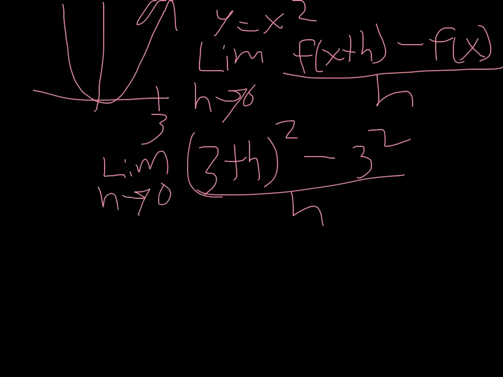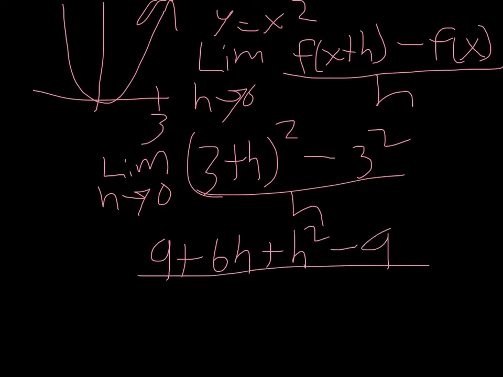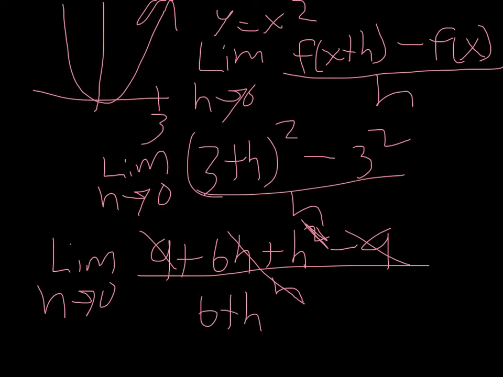And we are going to FOIL that, so we're going to get 3 squared is 9. We're going to get 6h, and we are going to get h squared, and we're going to have minus 9 all over h. And this 9 and this negative 9 are going to cancel, and this h is going to cancel, and one of these is going to be gone. And this is the limit as h approaches 0. And the limit as h approaches 0 of 6 plus h is equal to 6. So the instantaneous rate of change at x equals 3 for the function x squared is 6.